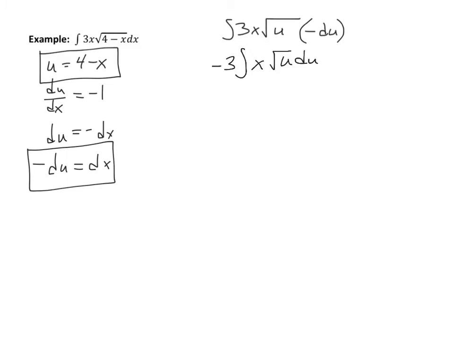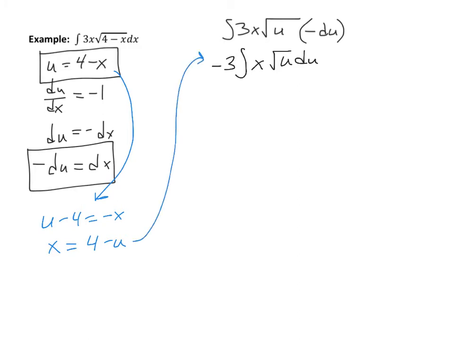And here I am again. I've got this extra x left over, so hopefully what you noticed is that we can take our original substitution and solve it for x. I can get u minus 4 equals negative x, and that means that x could be 4 minus u. So I can take that and plug that back in where I see that leftover x. Negative 3 times the integral of 4 minus u times the square root of u du.